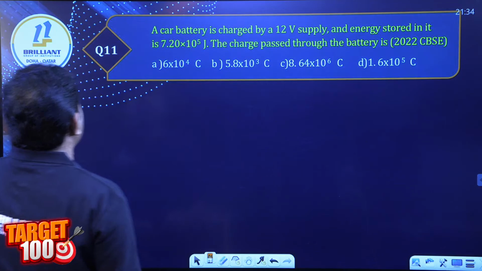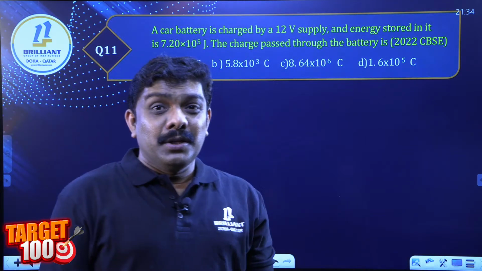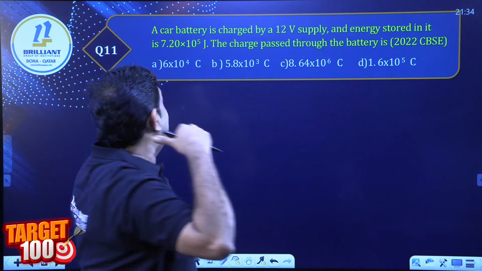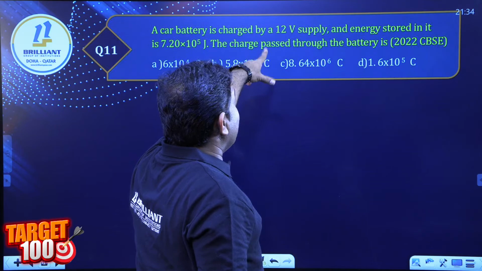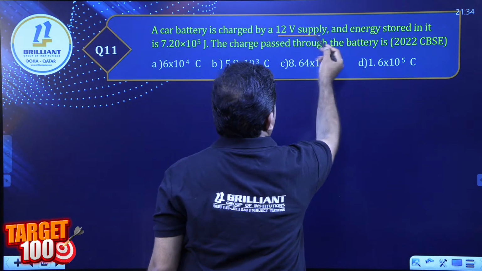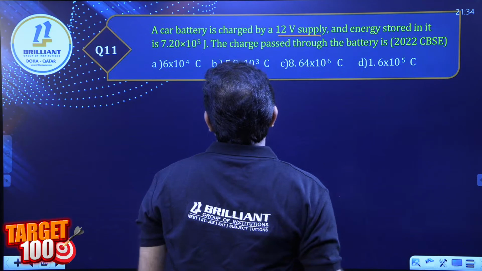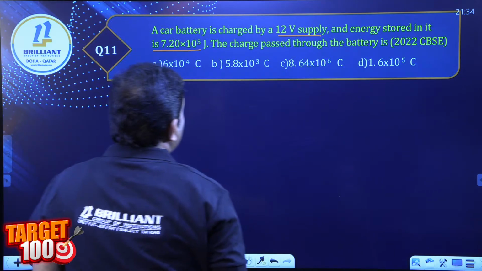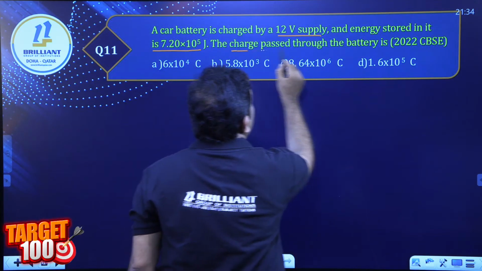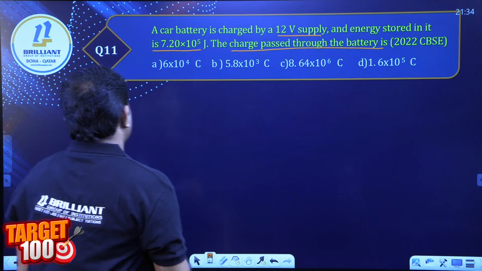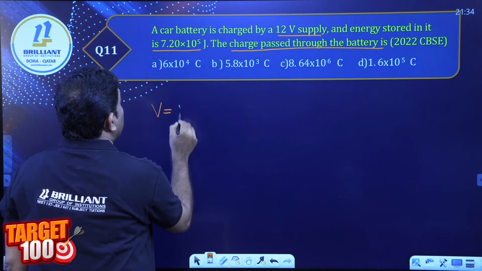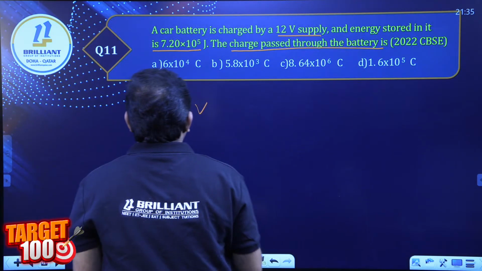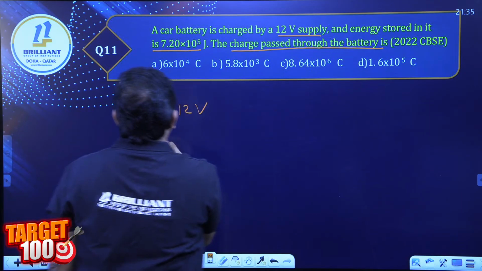Now the next one, question 11, a 2020 CBSE question. Please look at this question. A car battery is charged by a 12-volt supply, and the energy stored in it is 7.2 into 10 raised to 5. The charge passed through the battery is? What are the data given? Voltage given, that is 12. Now the next one, the charge; energy is given.